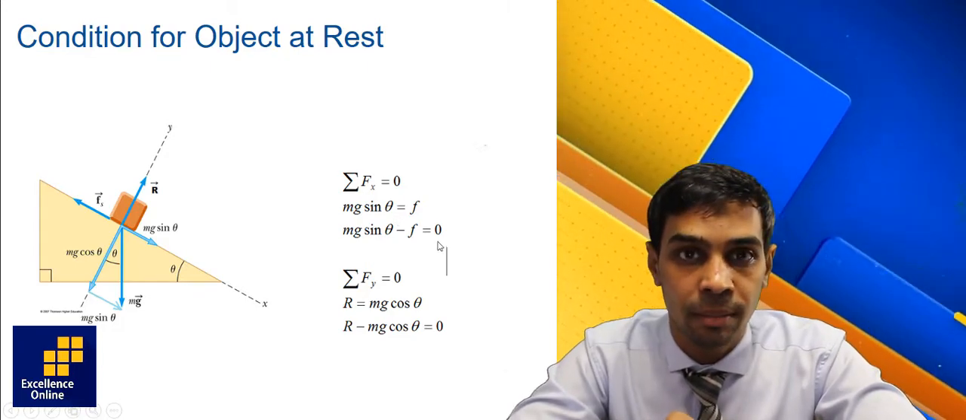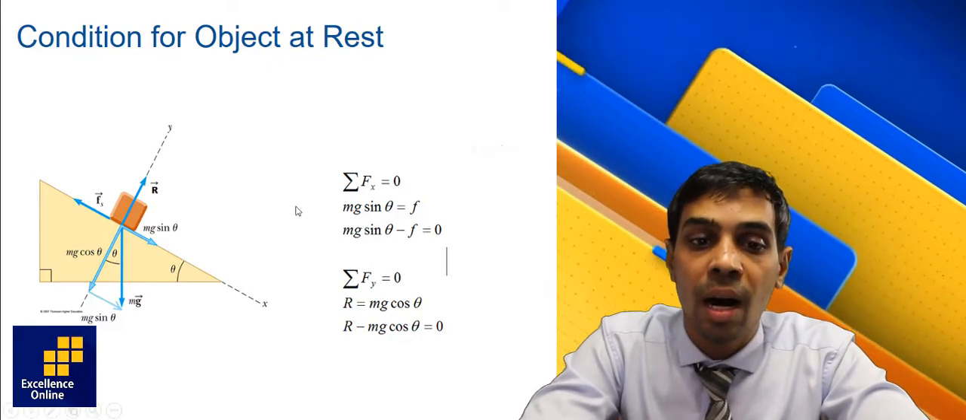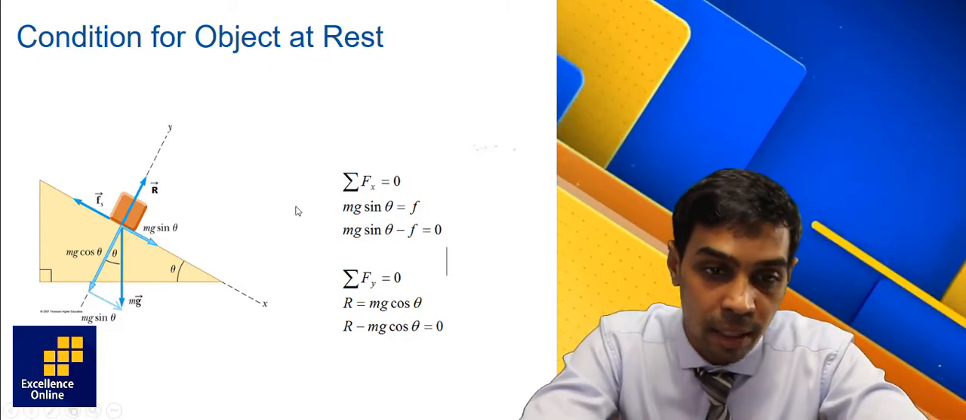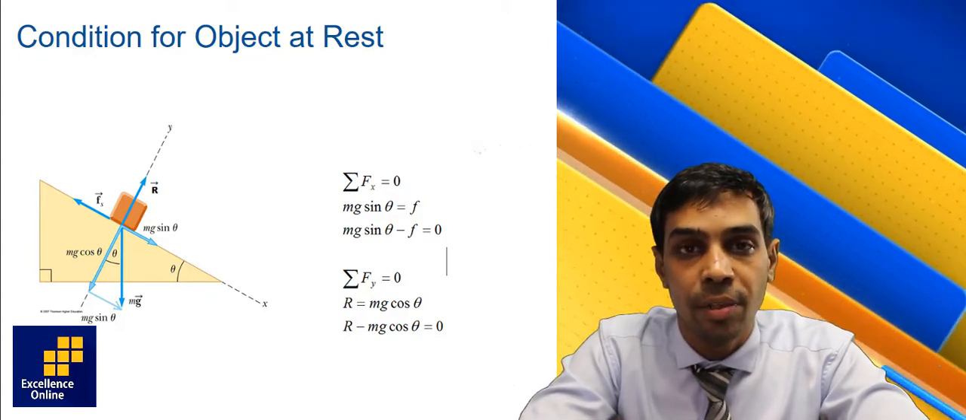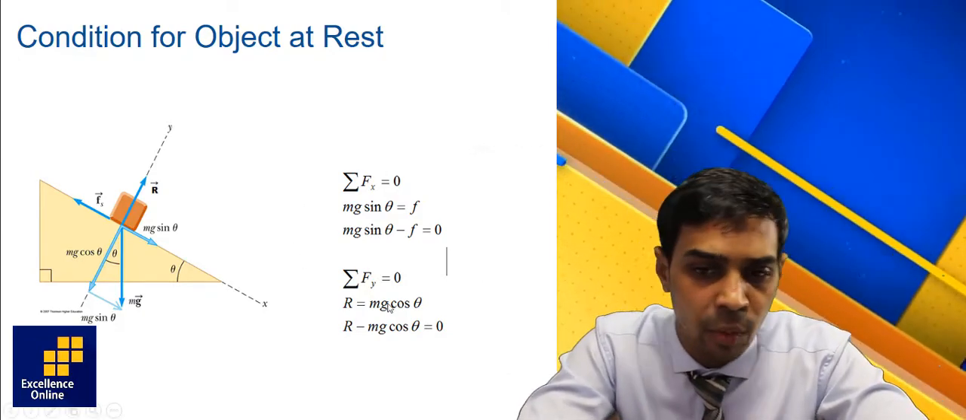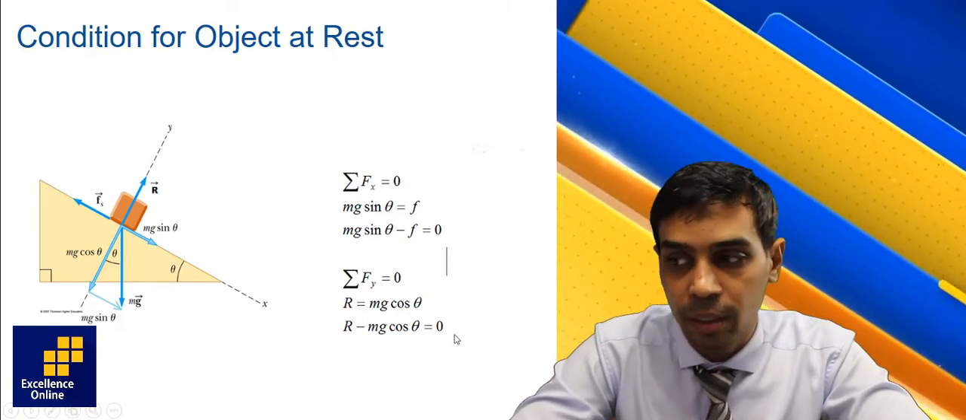That's the first condition. And for the second condition, the vertical forces should be equal to 0, which means R should be balanced by this component. And which is this component? Cos component. It means R equals mg cos theta. If I take it over here, R minus mg cos theta equals 0.